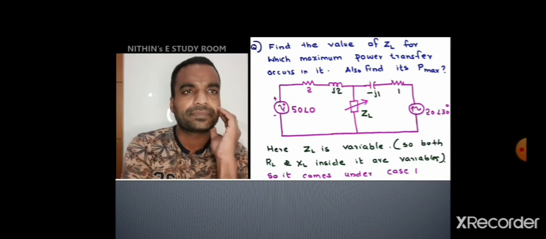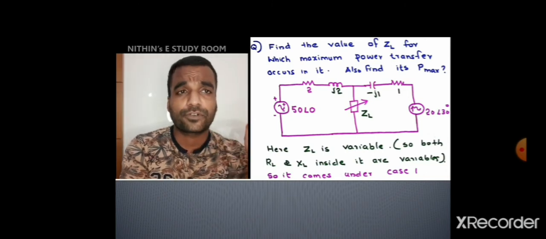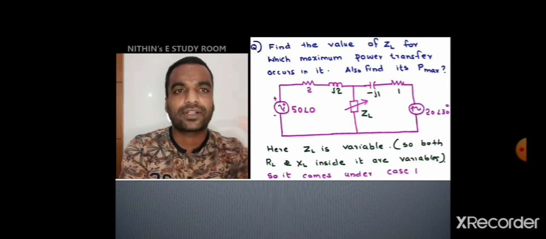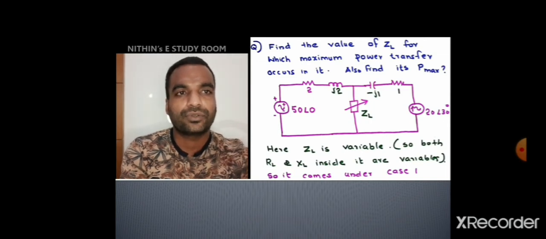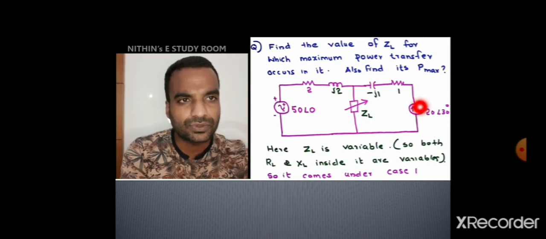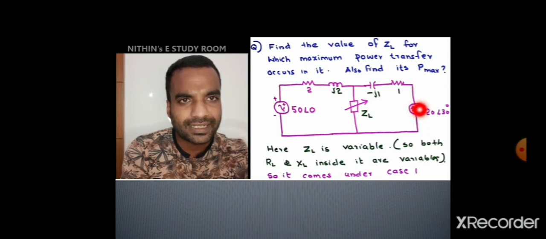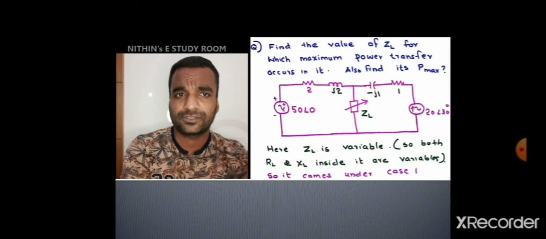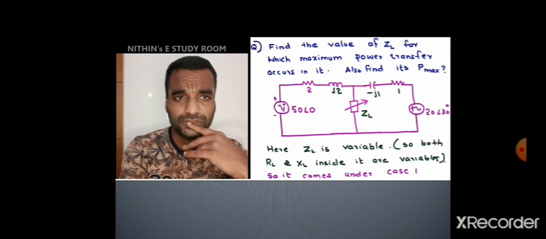Okay, find the value of ZL for which maximum power transfer occurs in it. Also find its Pmax. So you can see there is one voltage source. Sorry, this is a current source. This is an arrow mark, and this is an alternating sign. So arrow mark means it is a current source, and on the left side there is a voltage source.